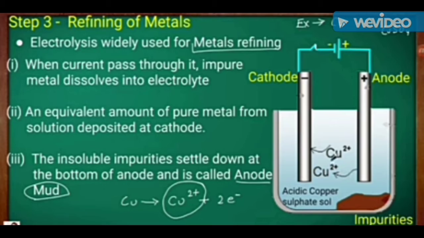When current passes through it, impure metal dissolves into electrolyte. When current is passing, impure metal will get dissolved in the electrolyte. An equivalent amount of pure metal from solution deposits at cathode. The insoluble impurities settle at the bottom of anode, called anode mud.